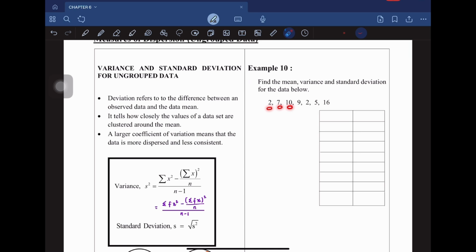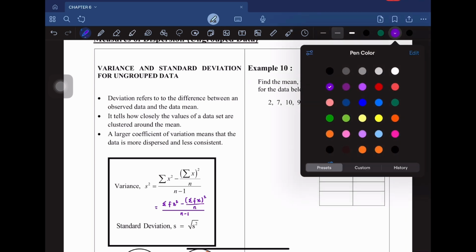Then, for example 10, they ask us to find the mean, variance and standard deviation for data. Okay, so we have 1, 2, 3, 4, 5, 6, 7. So our number of data is equal to 7. Our n is 7. So first they ask us to find the mean.